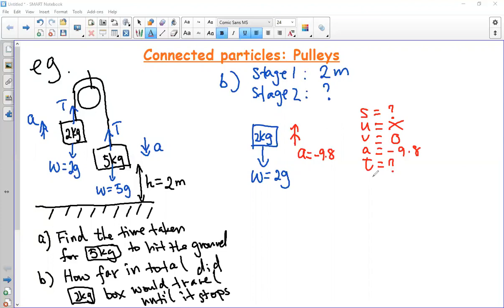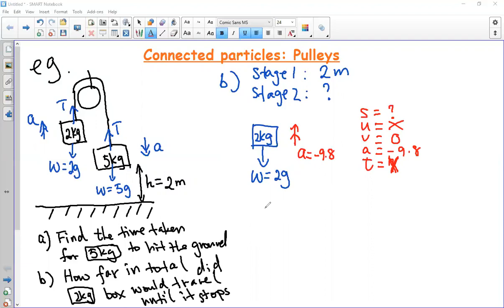Maybe I shouldn't wipe it off. We'll probably need to work out the u, because I don't know the t. Right. Let's go back and think about my u. When the 5 kilogram box hits the ground, what would its velocity be?